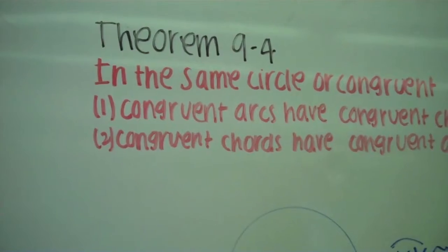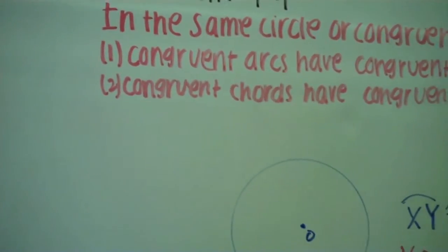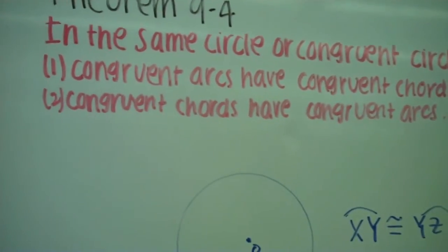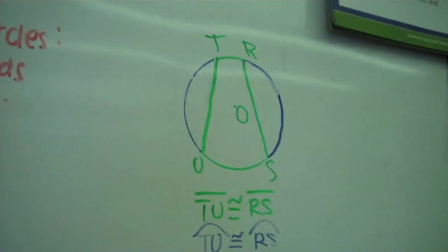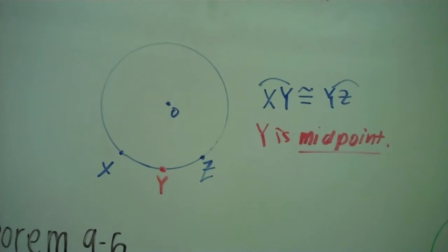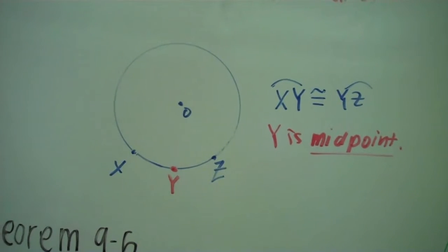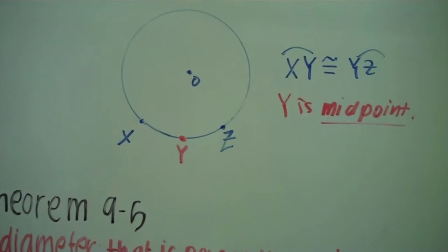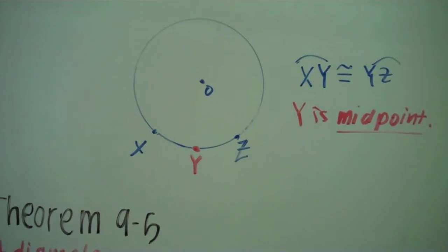Theorem 9.4. In the same circle or in congruent circles, congruent arcs have congruent chords, and congruent chords have congruent arcs. A point Y is called the midpoint of arc XYZ if arc XY is congruent to arc YZ. Any line, segment, or ray that contains Y bisects arc XYZ.